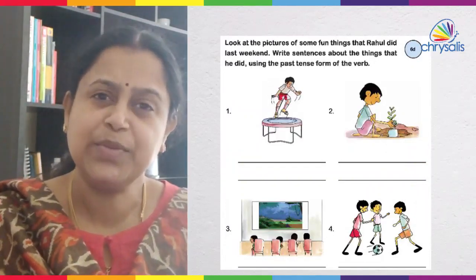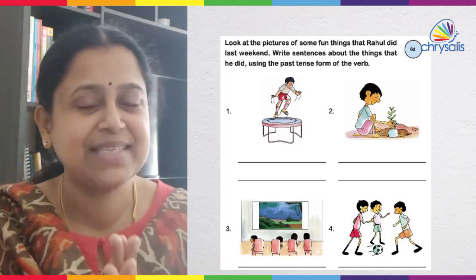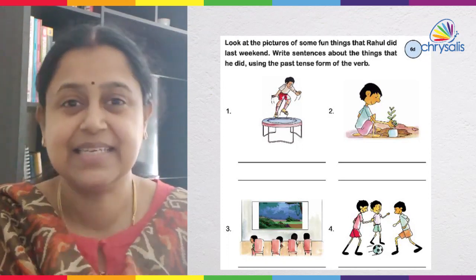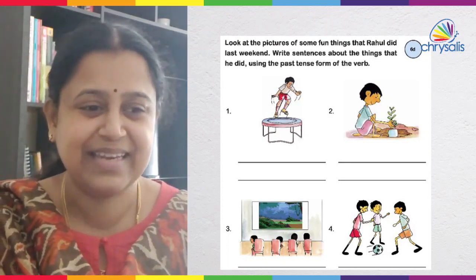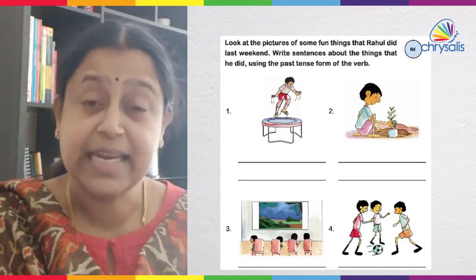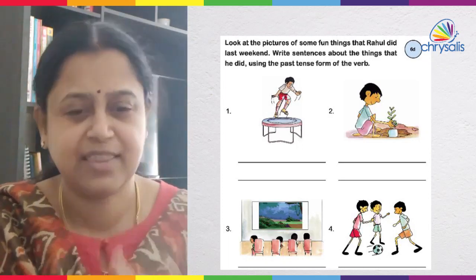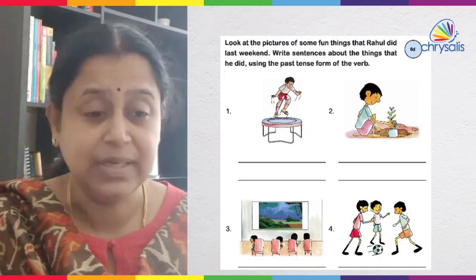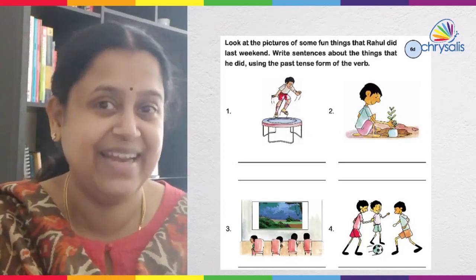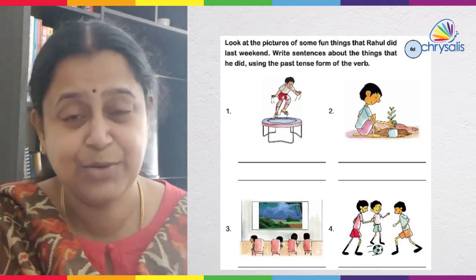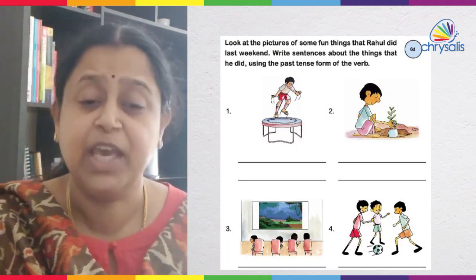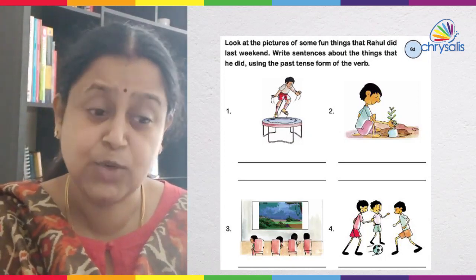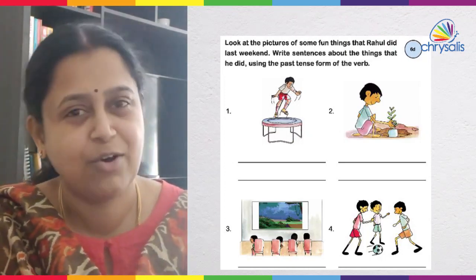Now, let's move on with another interesting picture-based activity, which is your companion activity 6D. Now, look at your screen. Here is a boy named Rahul doing some fun things. Here are some pictures of the fun things that Rahul did last weekend. Note the time. When did he do them? Last weekend. You need to write sentences about the things that he did using the past tense forms of the verb.